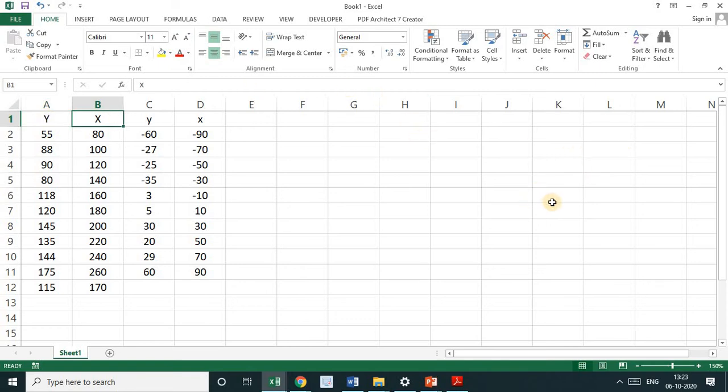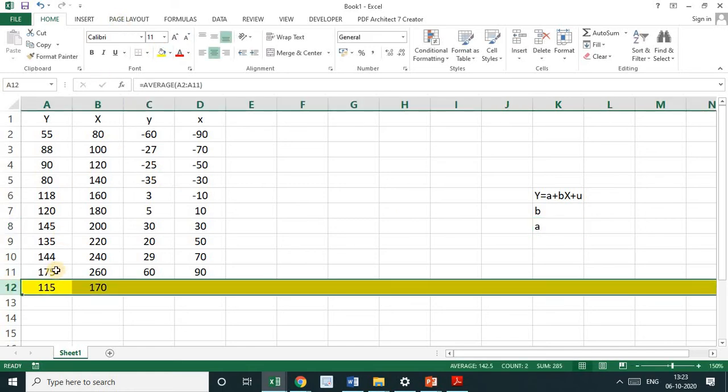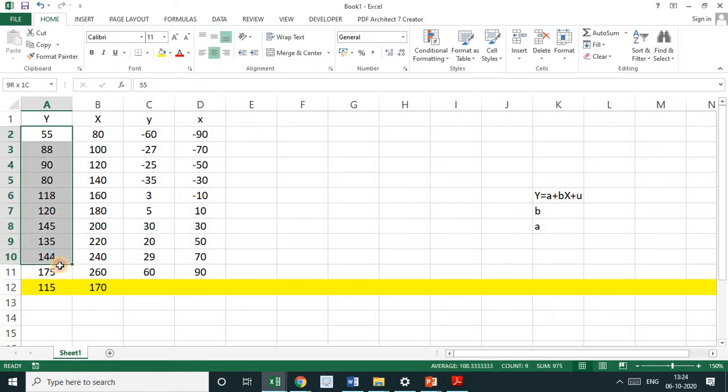What will be our model? Our model is Y is equal to A plus Bx plus U. Then what are B and A? That we can find. For that, first you have to find the averages. I found the average of Y, it is 1.115, and the average of X is 170. Then I have found small y and small x.